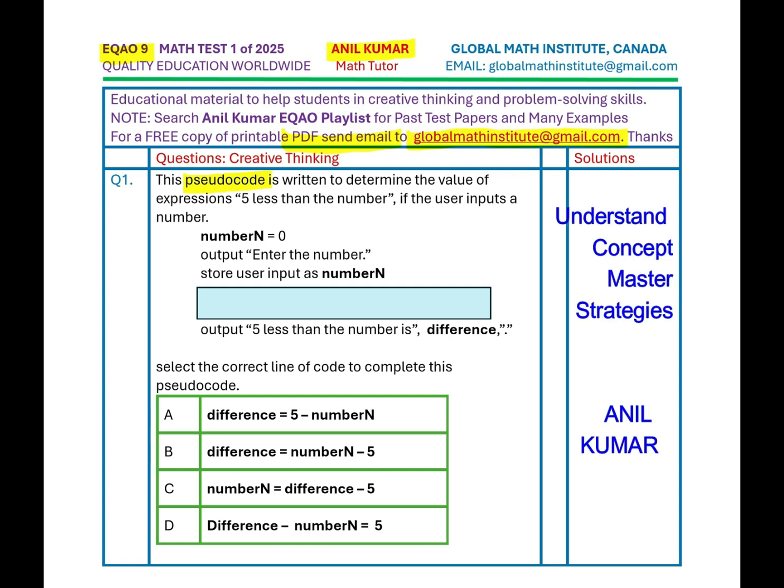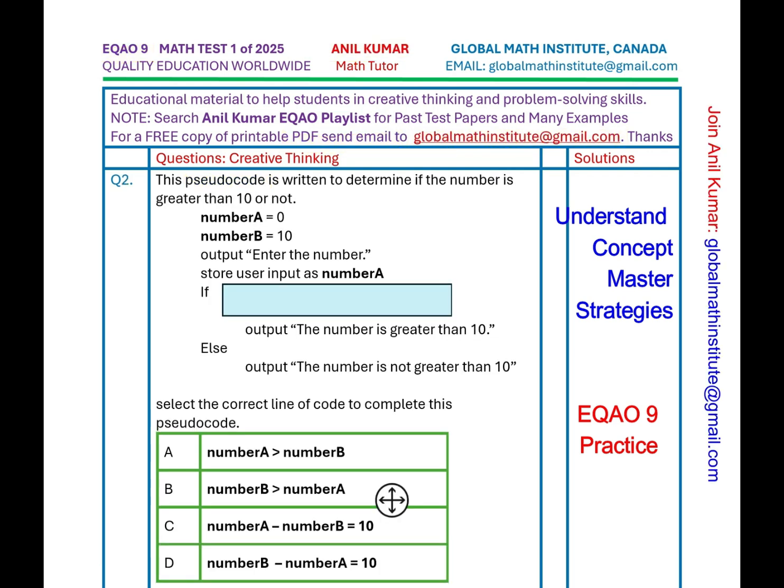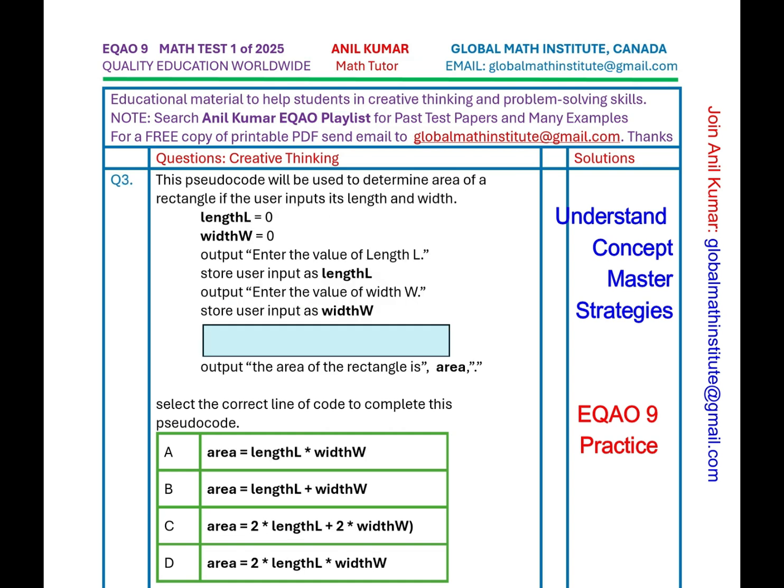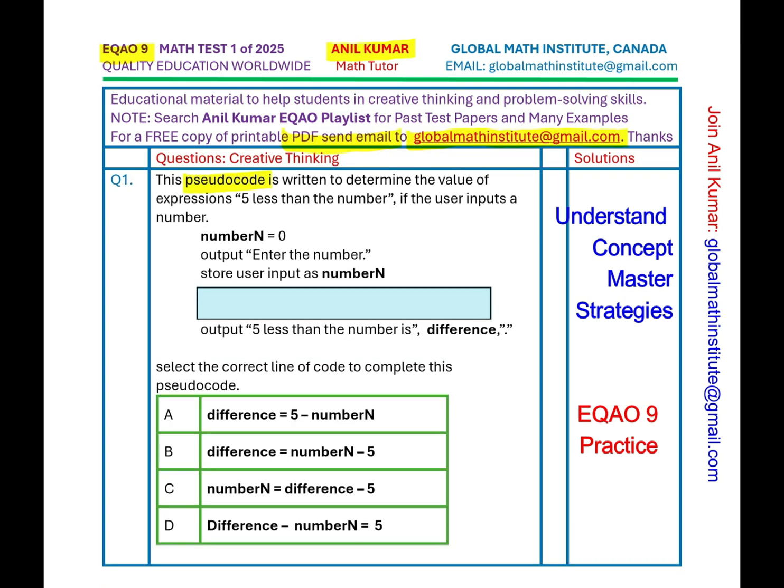We are going to answer three questions which will give you a fairly good idea about how we get these questions right in the test. So here is question number 1, and then we'll show you question number 2, which will involve two variables, and then question number 3, where we are going to calculate the area of a rectangle. So let's begin with the very first problem.